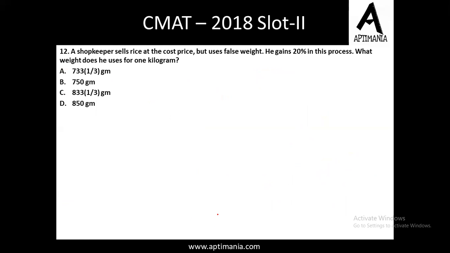Now, a shopkeeper sells rice at the cost price but uses a false weight and he gains 20% in the process. Right? What weight does he use for 1 kilogram? Okay, fine. So we just need to understand one single statement in this entire solution, that the shopkeeper is actually selling some X grams, which is less than 1 kilogram or 1000 gram, at the cost of 1000 gram.